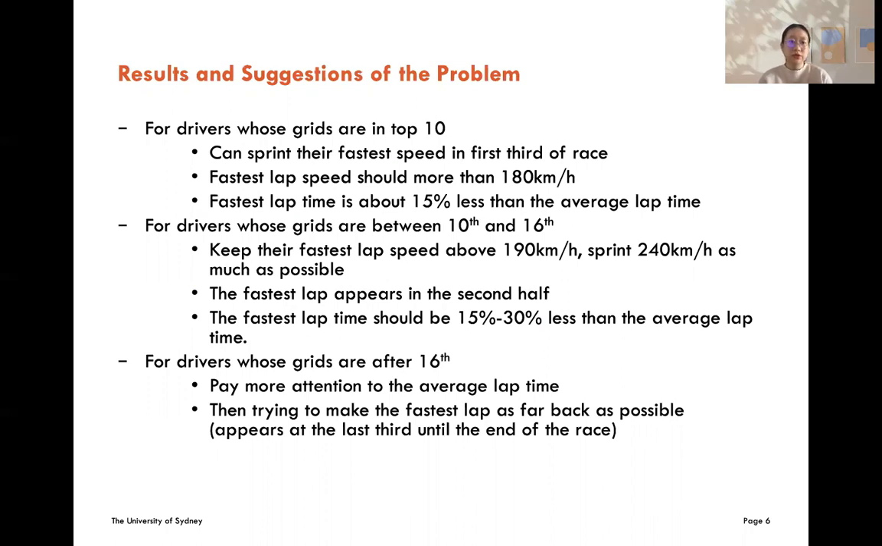For the drivers whose grades are between 10th and 16th, maybe they can keep their fastest lap speed above 190, and they can sprint to 240 as much as possible. The fastest lap appearing in the second half is better, and the fastest lap time should be 15% to 30% less than the average lap time.